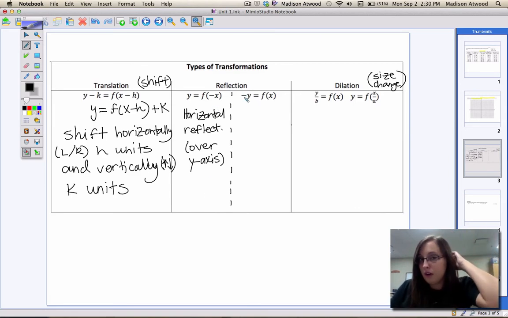And then if we're changing the sign of the y, which another way to write this, if you think about maybe dividing each side by -1, because like I said, oftentimes we don't see negative y equals, we see y equals.